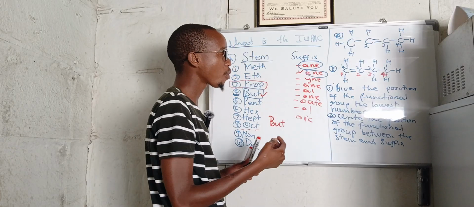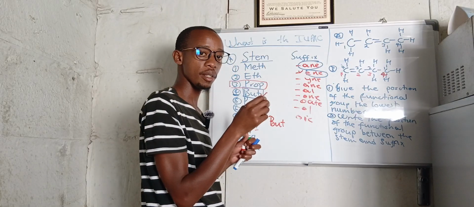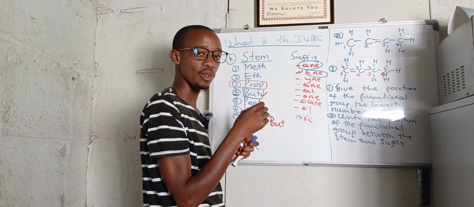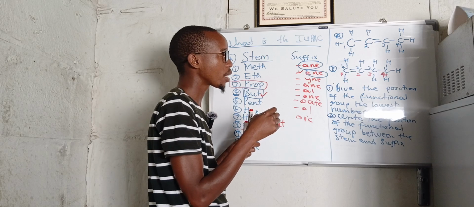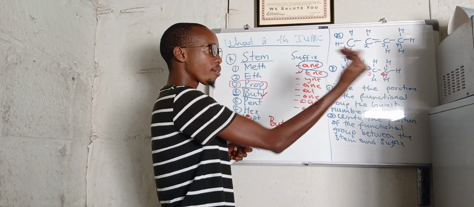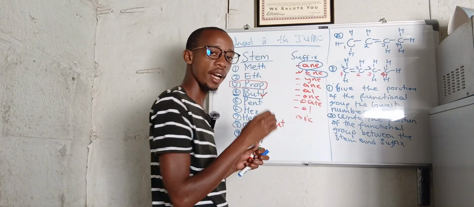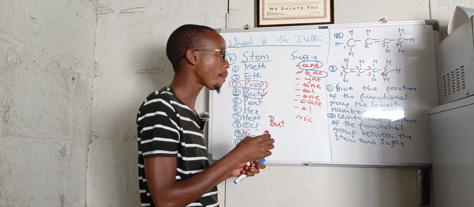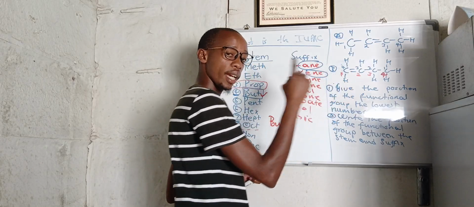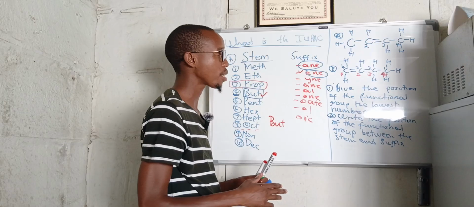But if I start counting from my left, I'll have numbers 1, 2, 3, and 4, which makes me say the functional group has a position between 1 and 2. So instead of taking the one from the right, I'm going to take the one from the left because it will give my functional group the lowest number, which is between 1 and 2. Let me repeat, maybe I was a bit fast.